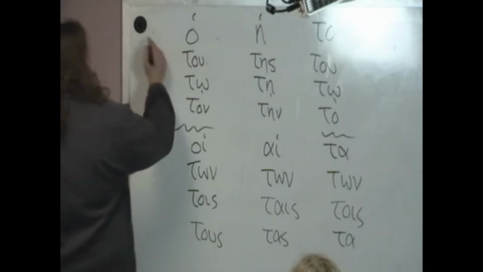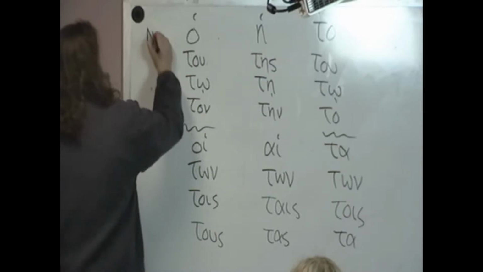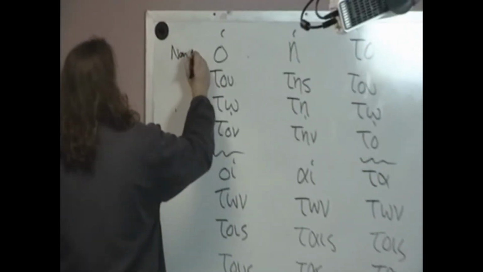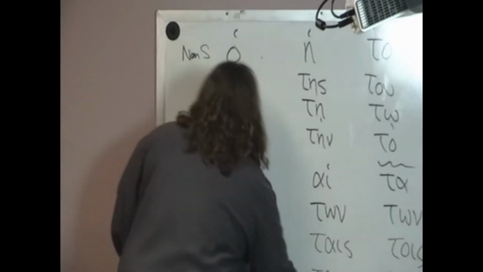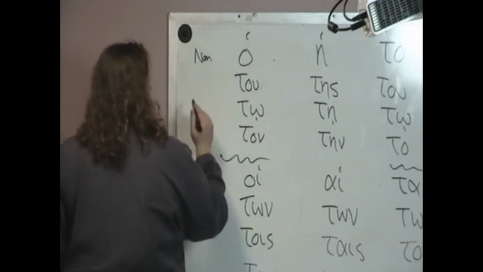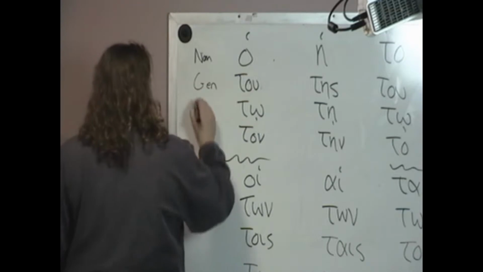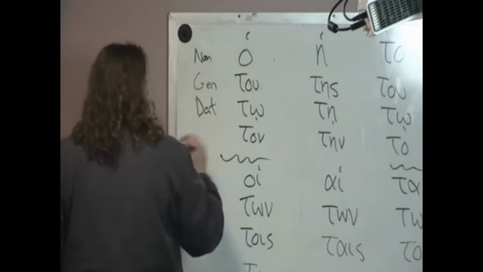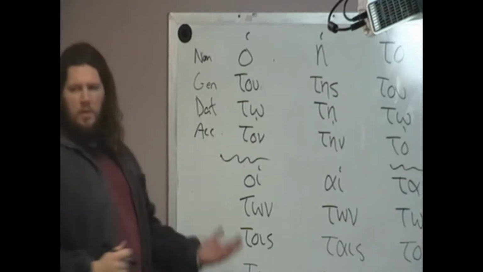Okay, so what case was this row? Nominative. Okay, the case is nominative, but you're right, it's also singular. But I'll just leave that on. And what was the next column? Genitive. And then accusative, and then these are the same, but they're plurals.